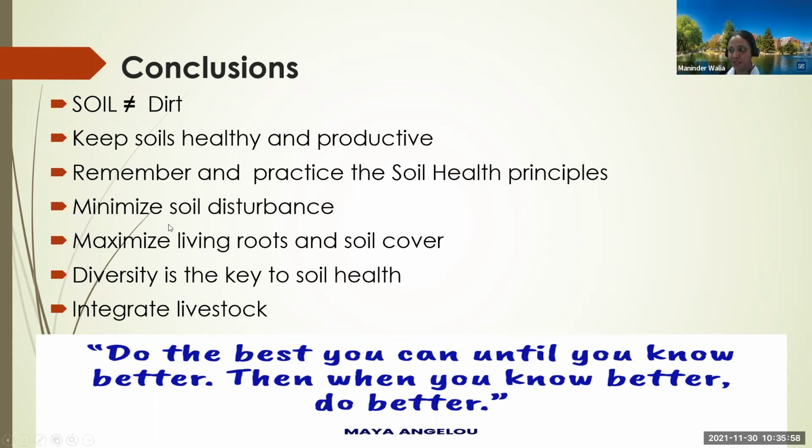Minimize the disturbance. Maximize the living roots above and below ground; that's a key to sustain the microbial community that supports plant growth. Maximize the soil cover, keeping the roots throughout the year. And diversity is the key to soil health, including above and below ground, by using different crops and also including livestock in the system.